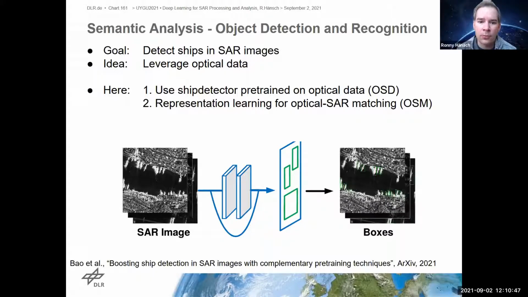Actually, that was a question before from one of the participants. So this is exactly what they tried here. And they tried it in two ways. On the one hand, we can have a ship detector that is trained on optical data. So I have an optical data set where ships are marked, and I train my detector there. And then I apply it to SAR images, maybe fine-tune it a little bit. And the other one is that I have a different task. Here they used matching between optical and SAR images. For this, I don't need to have any semantic information, just the images. I train my matching algorithm, and then I transfer part of the network to my detection problem.